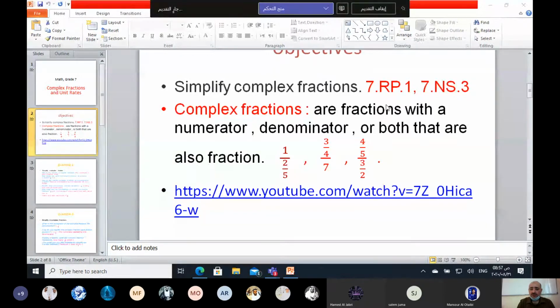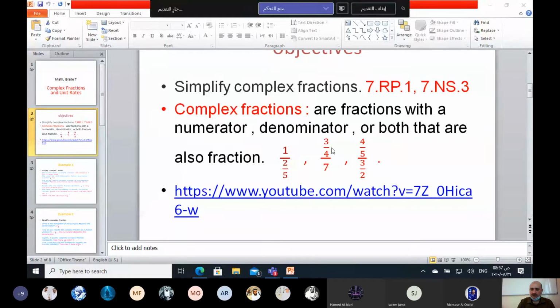Complex fractions are fractions with a numerator or denominator or both that are also fractions. For this example here, as you see, up we have a whole number, down we have a fraction. So that means we have a complex fraction.